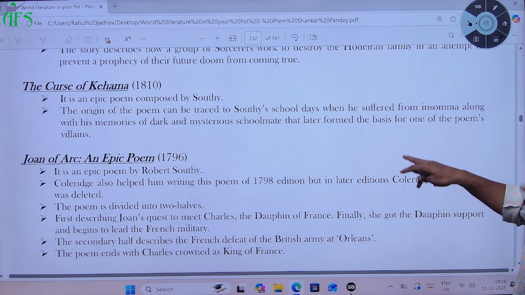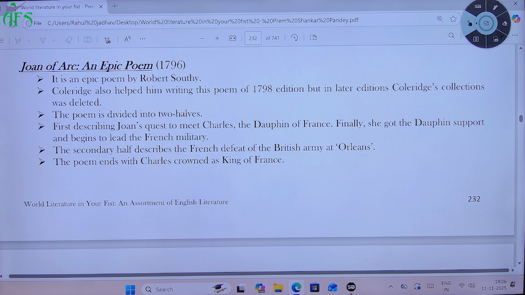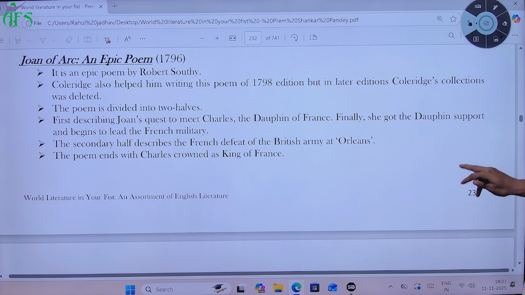Then Joan of Arc is an epic poem by Robert Southey. Coleridge also helped him write this poem in the 1798 edition, but in later editions Coleridge's contribution was deleted. The poem is divided into two halves. The first describes Joan's quest to meet Charles, the Dauphin of France. Then finally she gets the Dauphin's support and begins to lead the French military. The second half describes the French defeat of the British army at Orleans. The poem ends with Charles crowned as king of France.